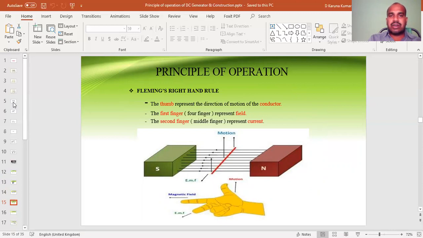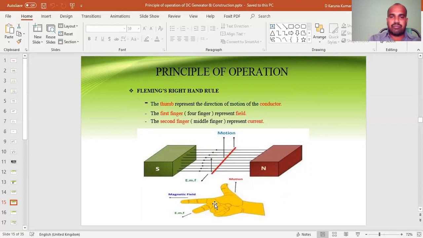In Fleming's left hand and right hand rules, there are three fingers. The thumb represents the direction of motion of the conductor. The forefinger represents the magnetic field. The middle finger represents the current.